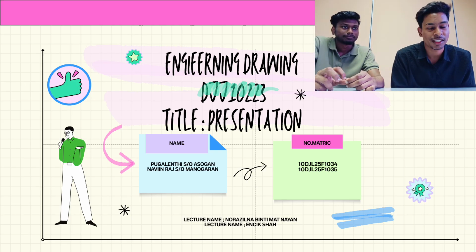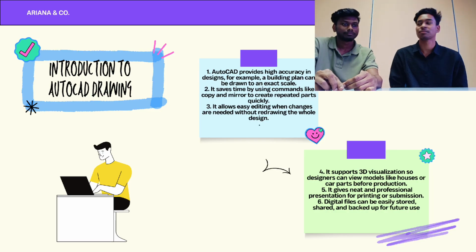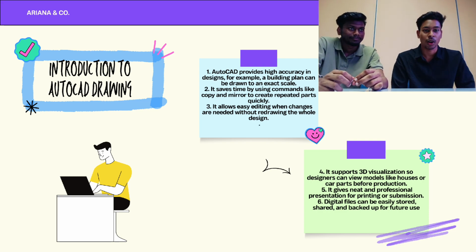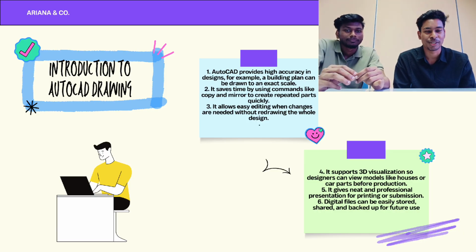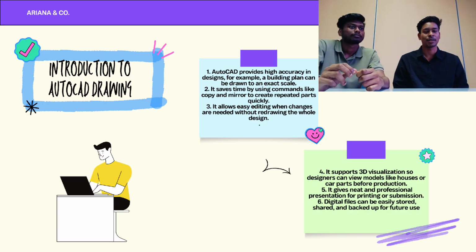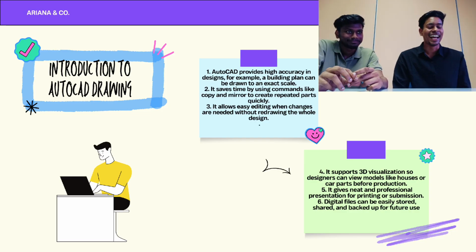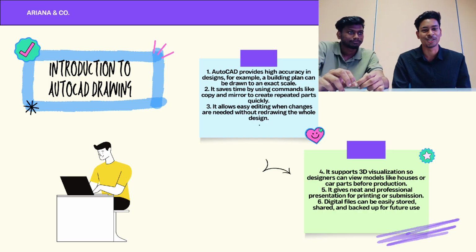Okay, today we're going to present about Engineering drawing. The first slide is introduction to AutoCAD. So AutoCAD provides high accuracy in design. For example, a building plan can be drawn to an exact scale. It saves time by using commands like copy and mirror to create repeat parts quickly, and it allows easy editing when changes are needed without redrawing the whole design.